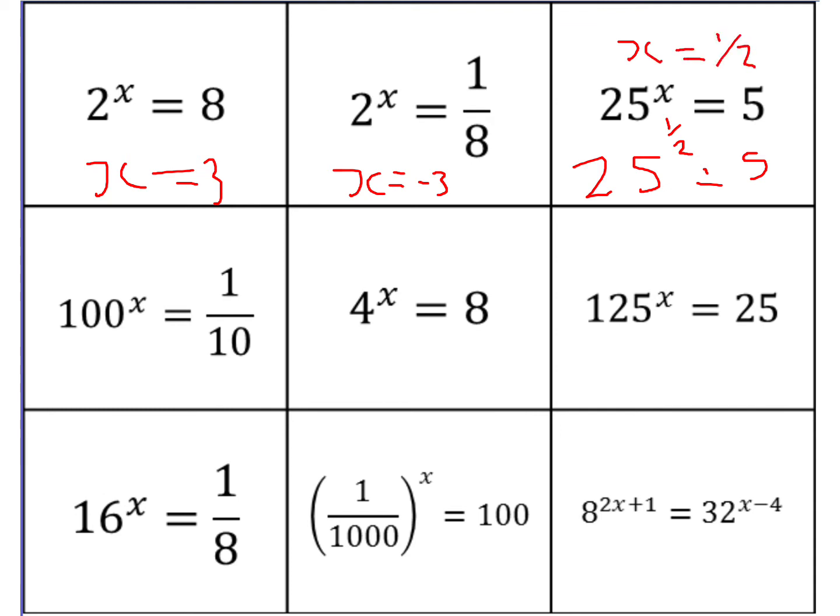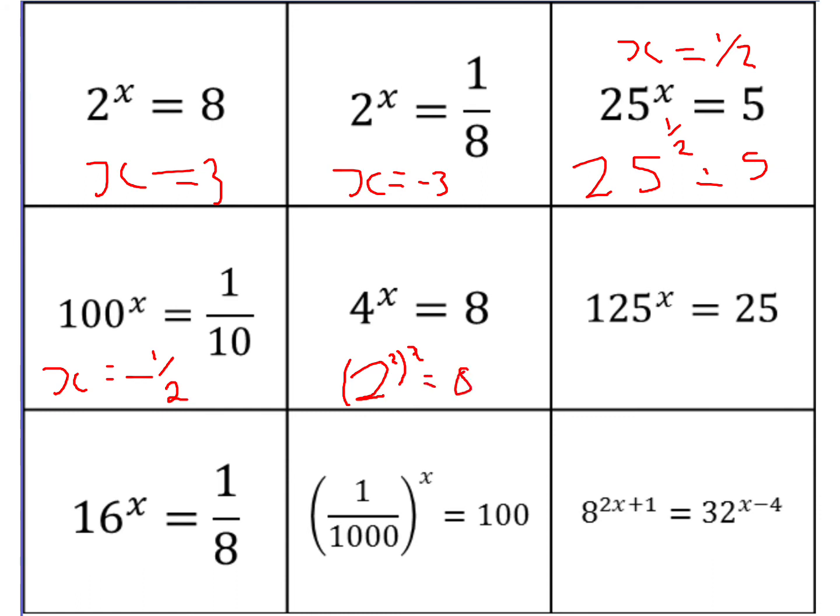Next one, 100 to the power of something is 1/10. Well, 100 to the power of a half is the square root of 100, which is 10. So it's going to be minus a half. Okay. Next one, it's a bit trickier. 4 to the something is 8. Well, 4 can be written as 2 squared. So 2 squared to the x equals 8.